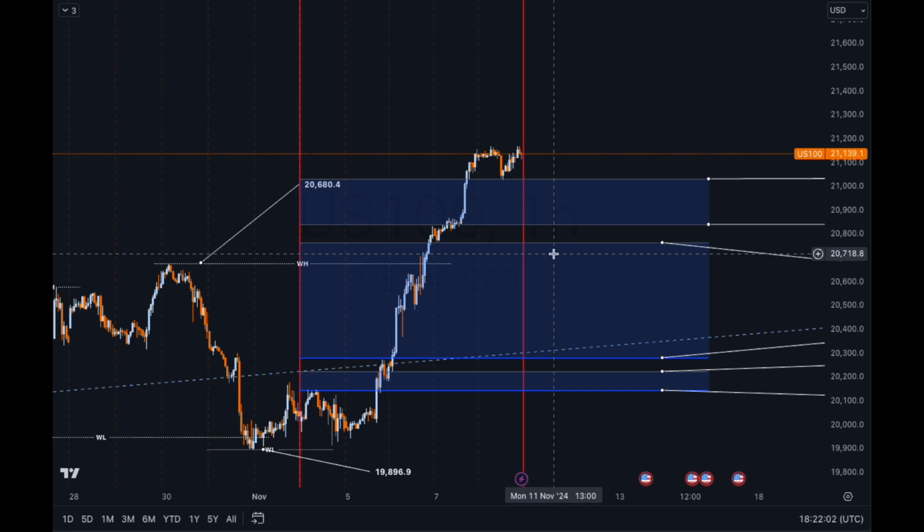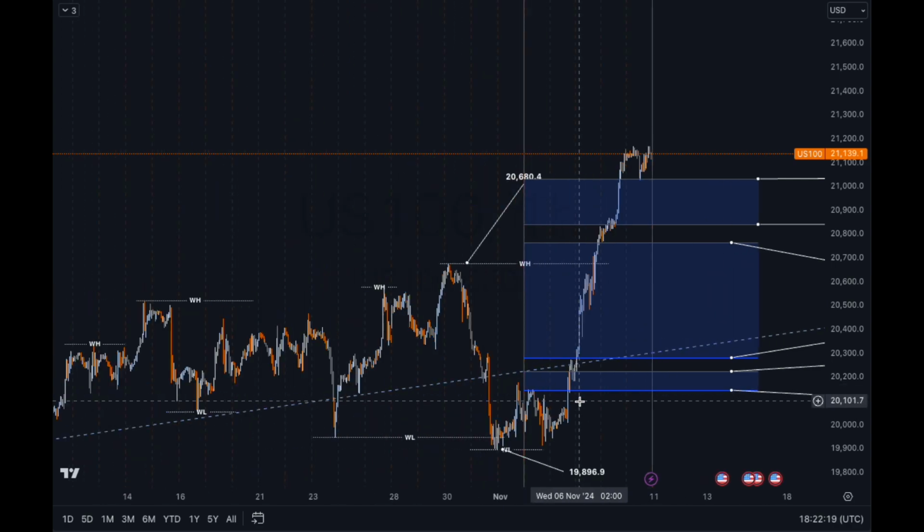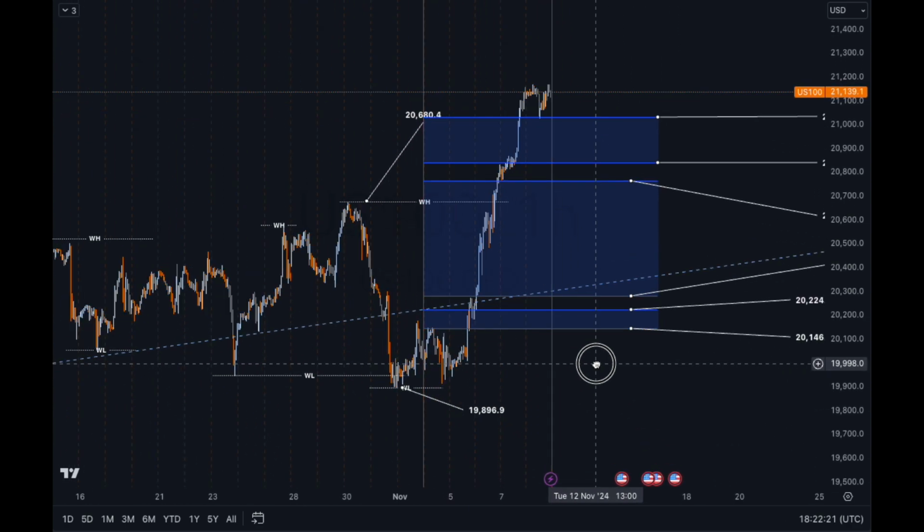On the Friday last week, price closed on the high, okay? So it's fair to assume that on the Monday, price might begin to drop down, and it might violate either some of these FVGs or all of these FVGs, right? To create a new weekly low, right?